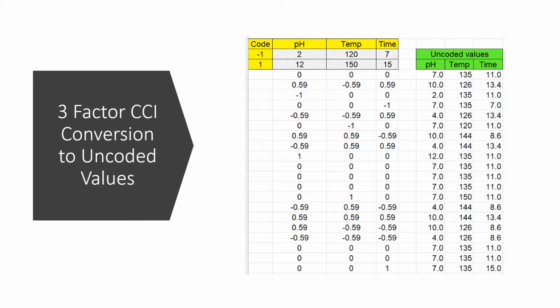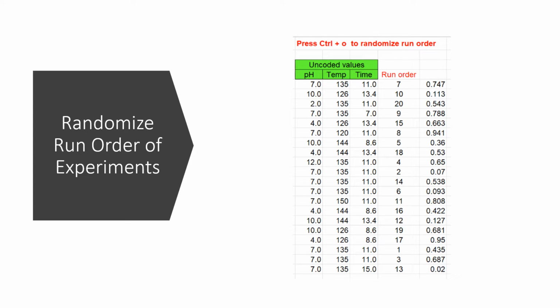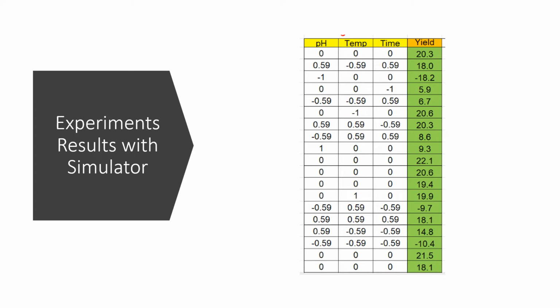To run the experiments we will need to convert all the coded values in the CCI table to uncoded as shown in sheet run experiments. To randomize the order in which to run the experiments, use a macro pressing Ctrl+O and then follow the order indicated in column I. In our case we will simulate the experiments by loading the coded CCI design table in sheet experiments simulation and we will obtain the resulting yields.